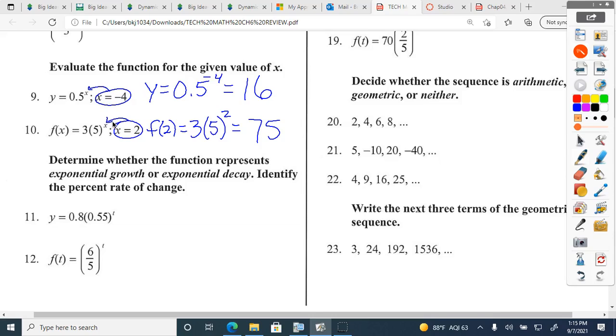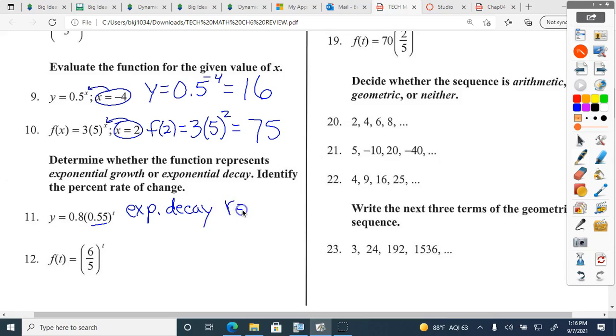11 and 12. You have to tell me, is it growth or decay? And then tell me what the rate of change is. Okay? Decay. Again, you're looking at the number, where? Where's the number you're looking at? In the parentheses. If it's less than 1, it's decay. If it's greater than 1, it's growth. So this one is decay. So exponential decay.